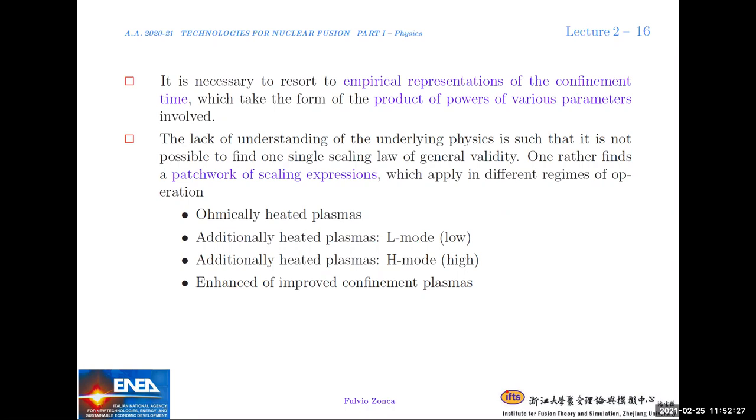Another one later on, in which it was empirically found that there could be advantages in operating plasmas in a higher confinement mode. And finally, more recently, even more improved confinement regimes in plasma have been discovered. And so for each of these operation regimes, we have a scaling law.